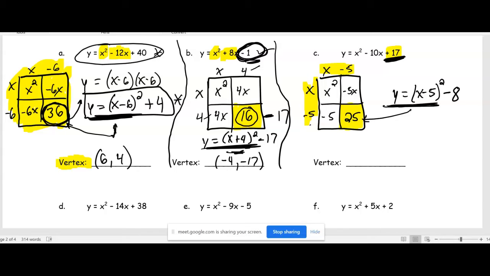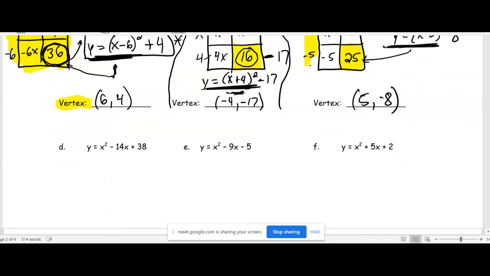This here gives us 25. We only want the 17. We need to take away an 8 from that. All right. Good. Our vertex then, 5, negative 8. All right. So now letter D.